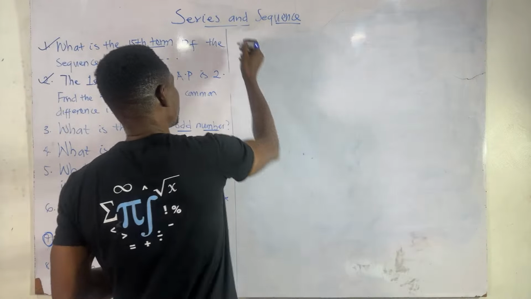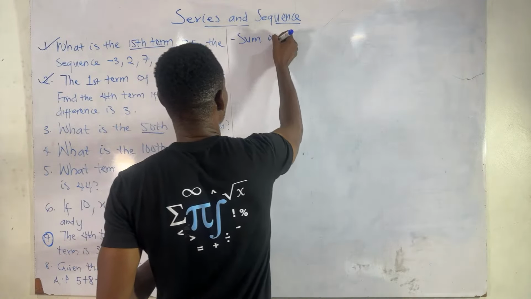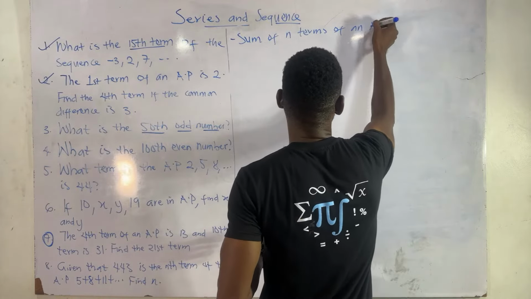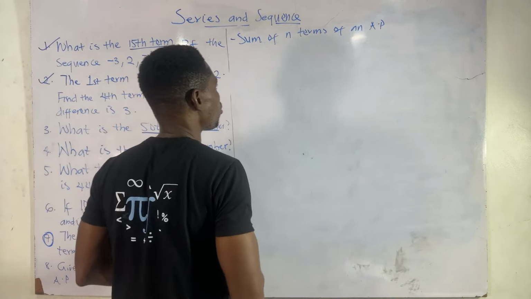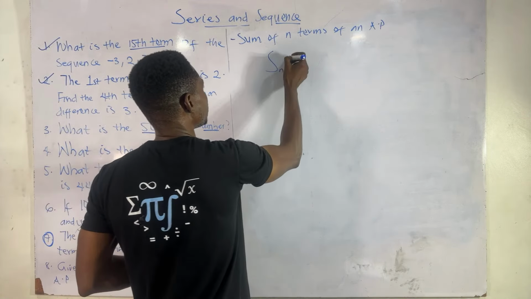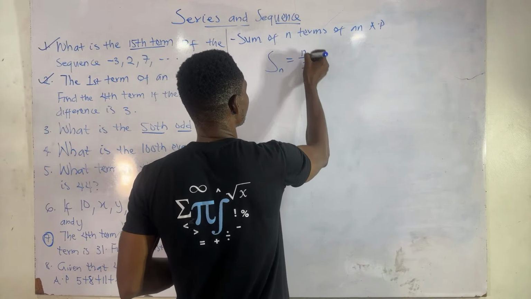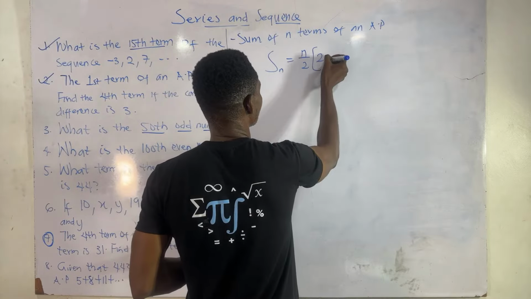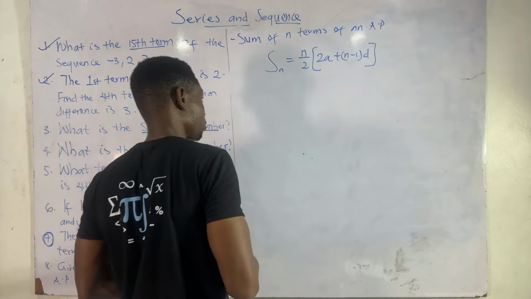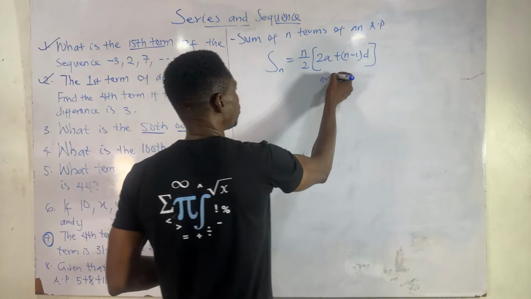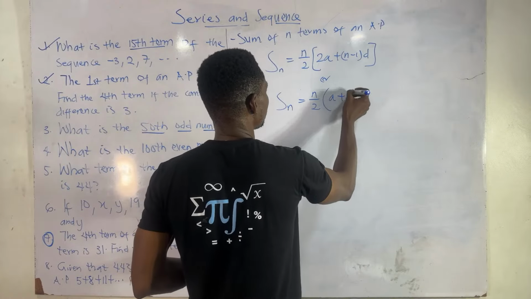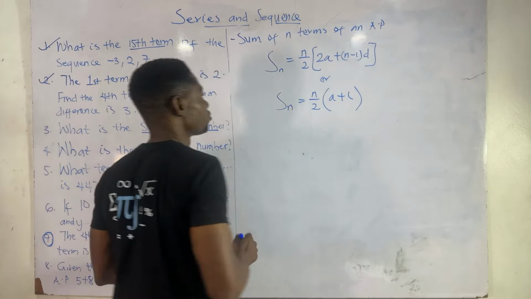So, sum of n terms of an AP. Now the formula is straightforward: Sn equals n over 2 into 2a plus (n minus 1)d, or Sn equals n over 2 into (a plus l). Now let me define all the terms we have.